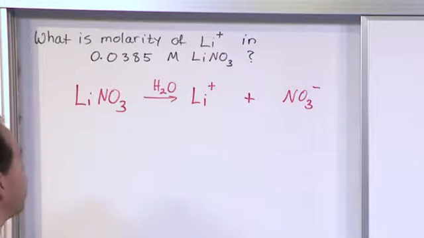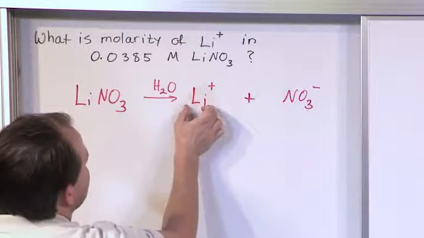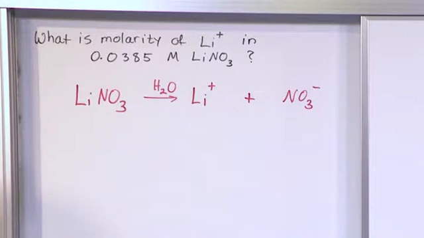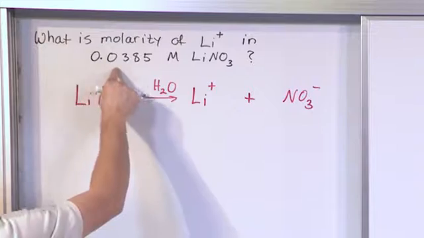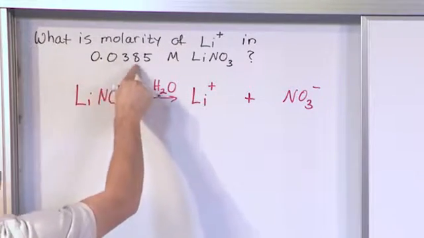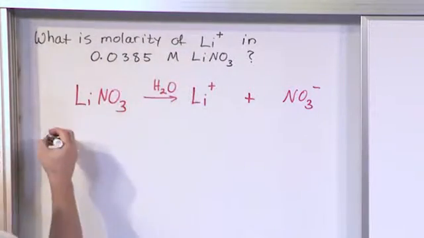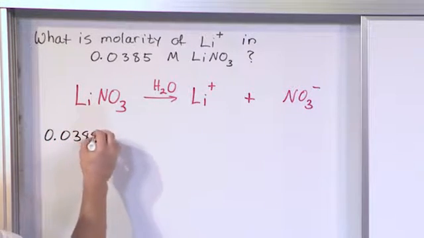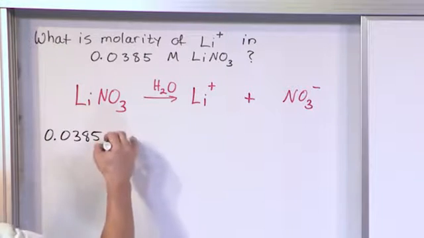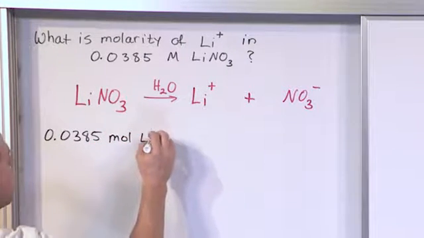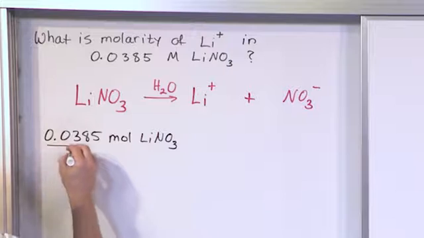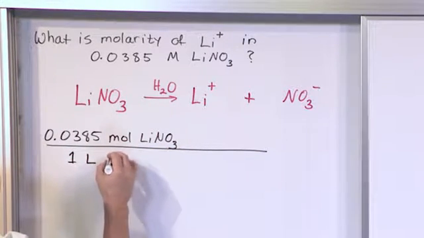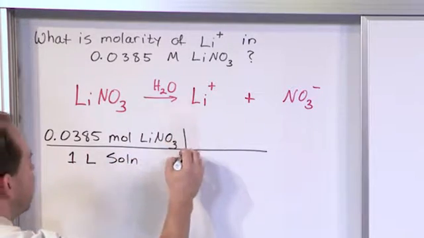So in order to calculate, what we want to know is what is the concentration of lithium ions in the solution. So you can set up a calculation just like anything else. We start with what we know, 0.0385 molar of this stuff. So the way we write it is 0.0385 molar means moles of lithium nitrate per 1 liter of solution. This is how I want you to write it.